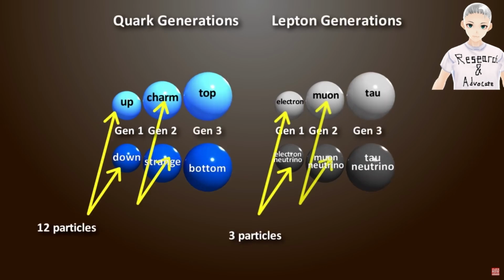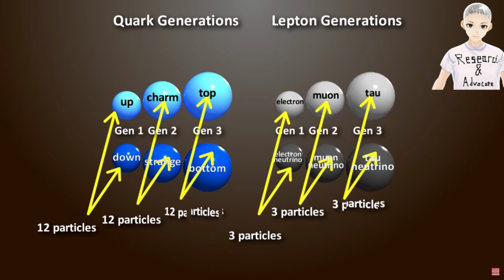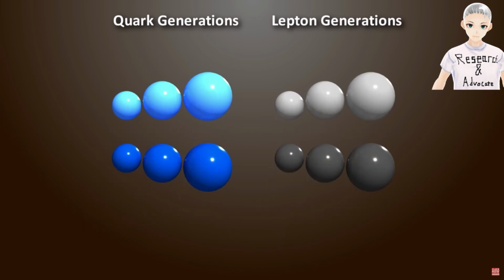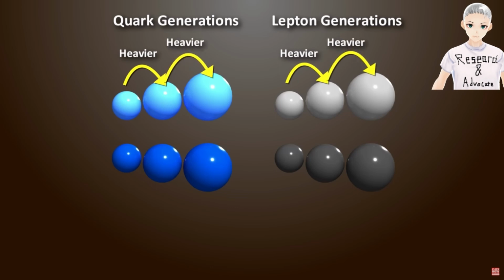Thus, we get another 15 from the second generation and 15 more from the third generation. In total, we have 45 particles. The only difference between the generations is that the particles of generation 2 are heavier than generation 1, and the particles of generation 3 are even heavier than generation 2. There is no other difference that we can tell. To this day, scientists have no clear understanding of why there are 3 generations, except the theory just works this way, and the 3 generations match our observations.